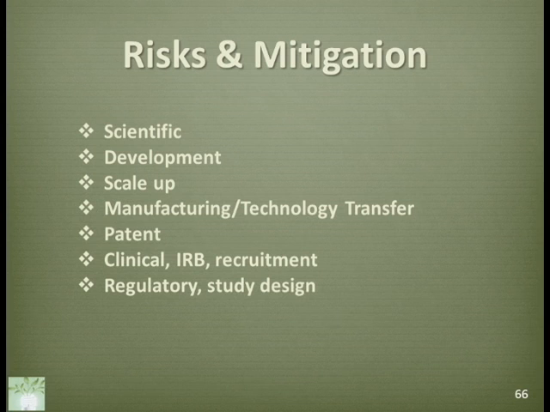SBIR doesn't require that you discuss the risks and mitigation, but your reviewer will be grateful to you if you do. So think about what the highest risks are for your particular project. They might be any among scientific risk, development, scale-up, technology transfer, your patent, it may not issue, the clinical trial enrollment and recruitment. It may be regulatory risk or your study design. Whatever your highest, say, 2 risks are, call them out and then speak to how you're going to mitigate them. What's your workaround? How are you going to de-risk these particular elements of your project?